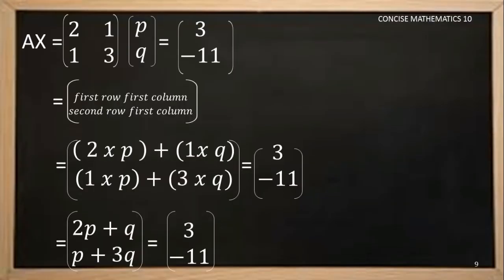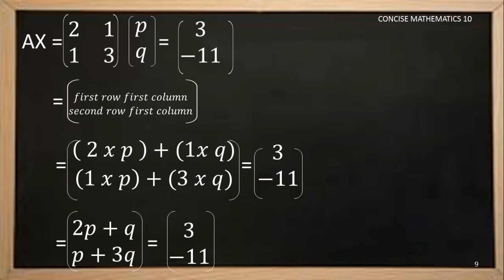A into X, that is, first matrix A is of order 2 by 2. The second matrix X, that is P, Q, of order 2 by 1. If these two are multiplied, then the resulting matrix will be first row, first column, second row, second column. As we don't have a second column, it is first row, first column, second row, first column.